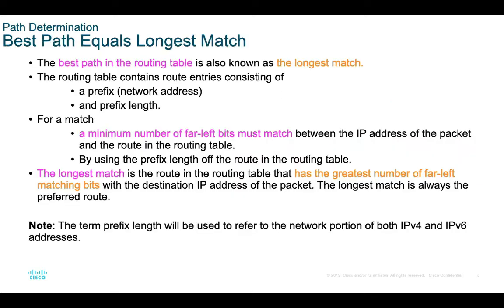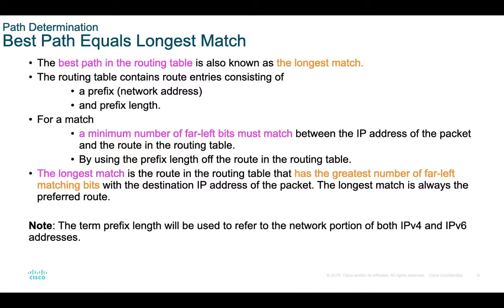In order for the router to determine the best path, they need to match as many bits as possible inside the network ID. So the minimum number of far left bits must be matched, and they try to look for the longest match. The best path in the routing table is also known as the longest match. In the routing table, the entry consists of a prefix, which is a network address. As you saw before, 192.168.3.0, that's a prefix, and then /24 is the prefix length.